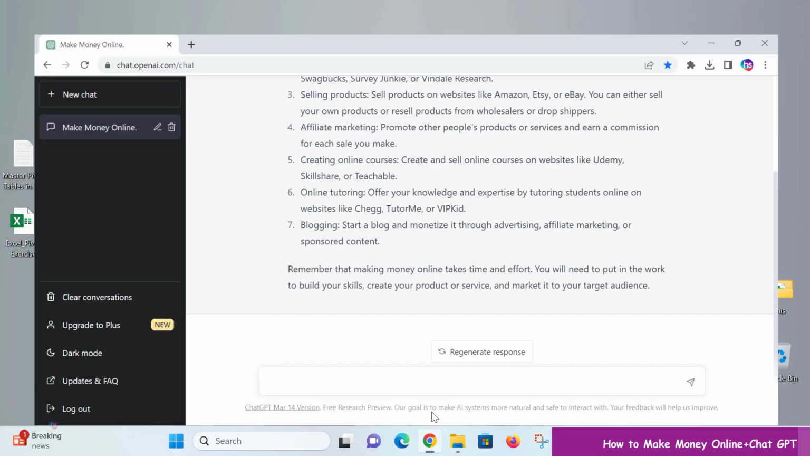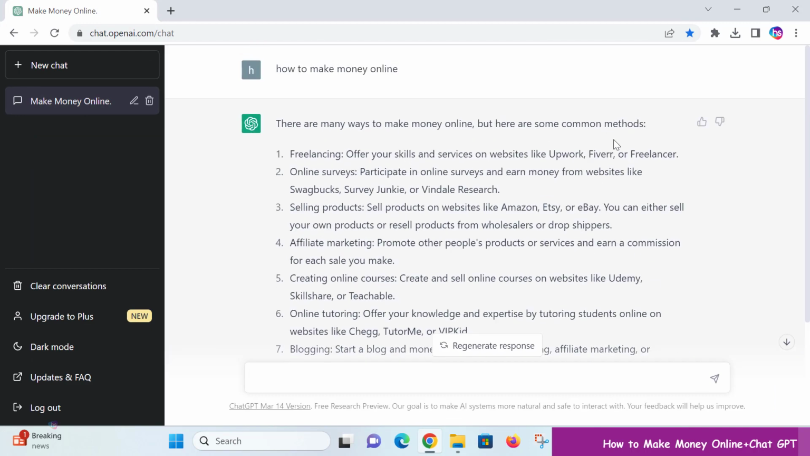Let's begin. So I asked ChatGPT for information on how to make money online. See, there are many ways to make money online with different methods. One is freelancing. Offer your skills and services on websites like Upwork and Fiverr and freelancing platforms, and submit there to get jobs from all over the world.